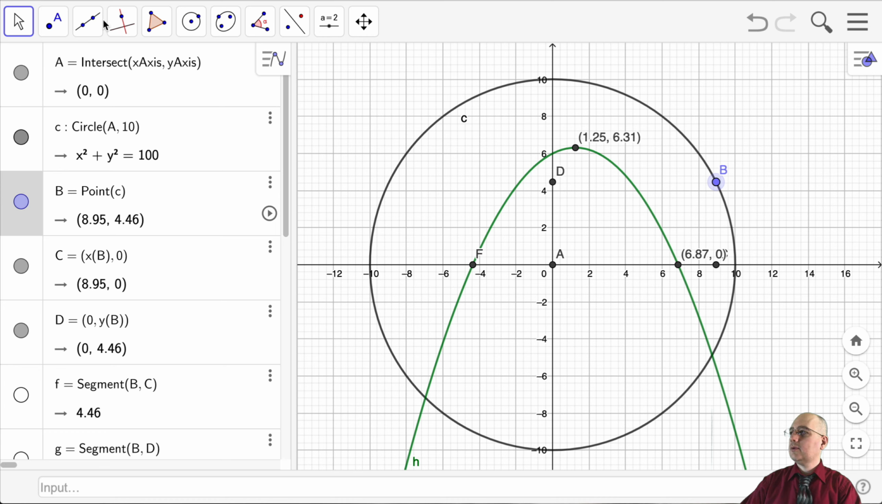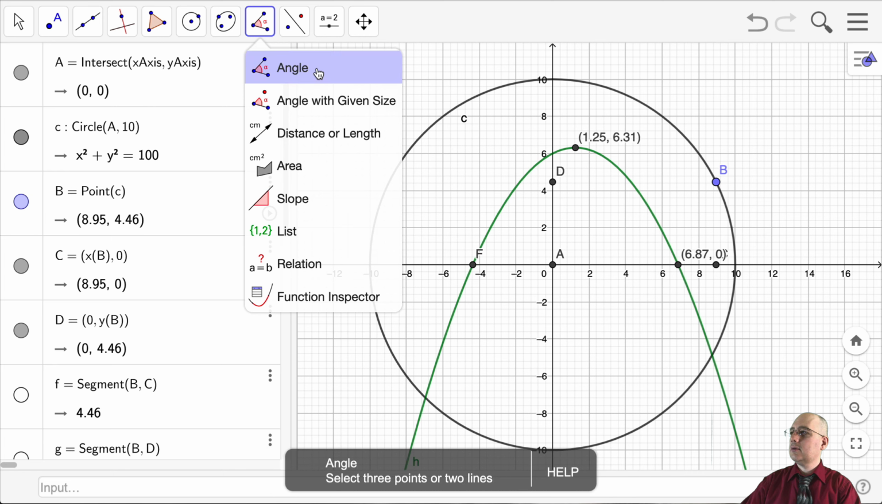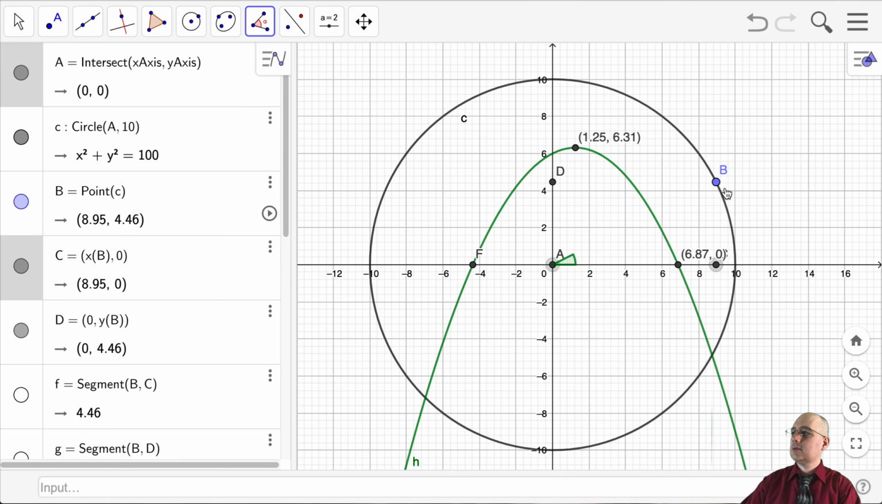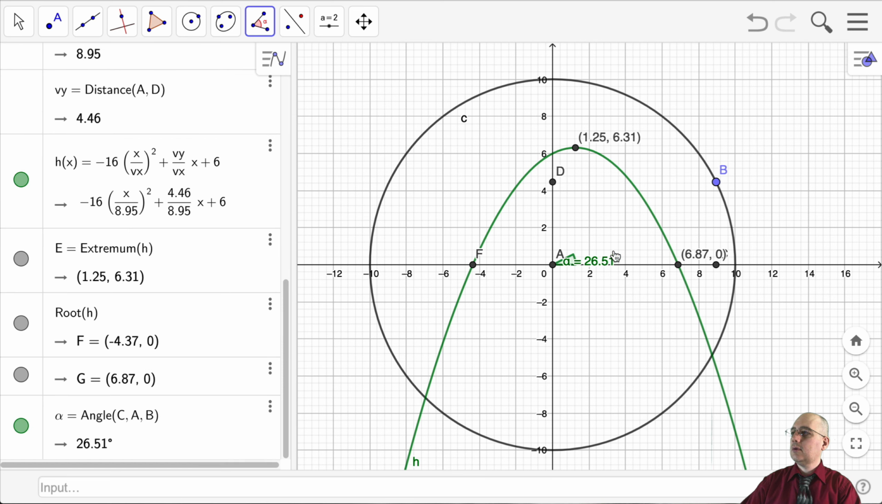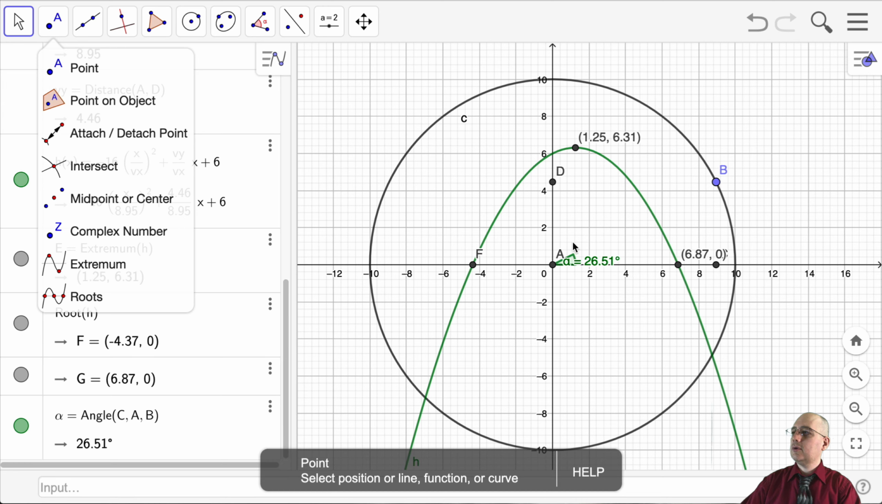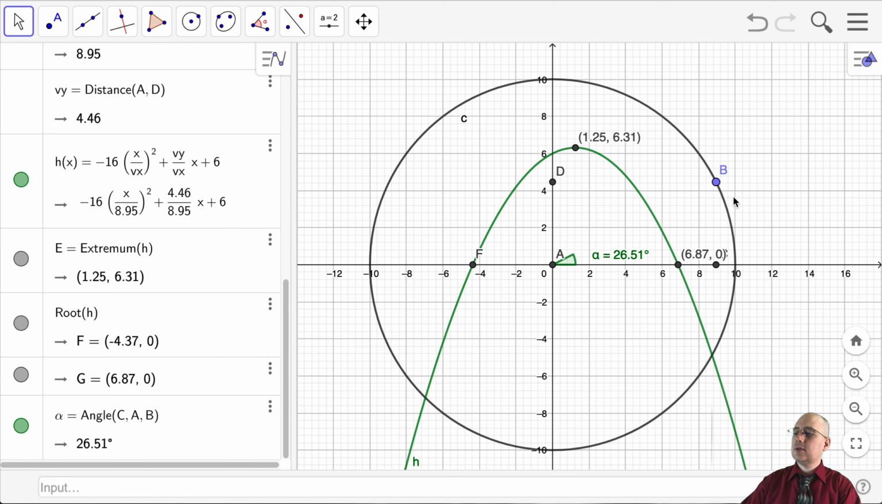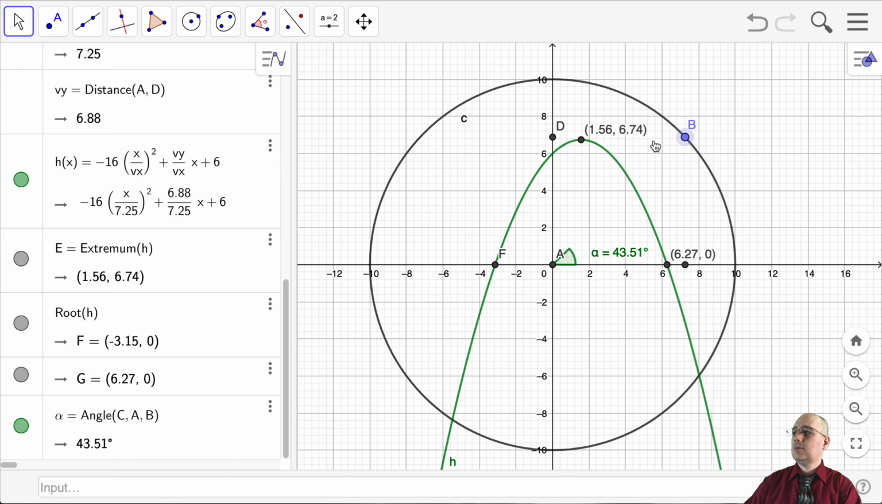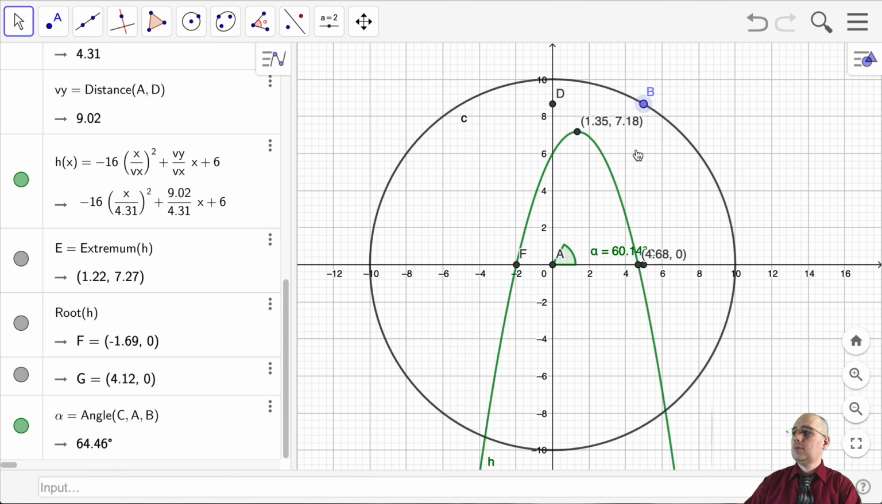And if you wanted to know the angle, we've got an angle function here. Angle, there we go. That's an angle of 26.51 degrees. That looks like that's the maximum for this setup to go.